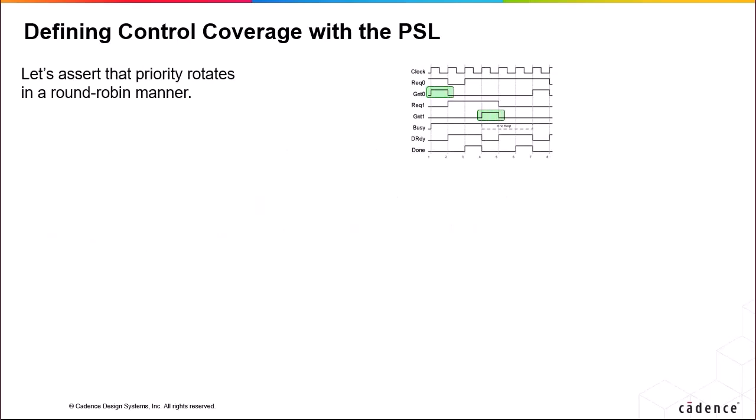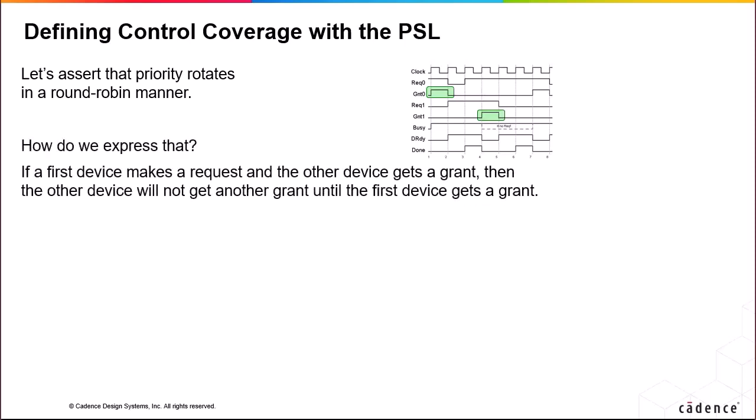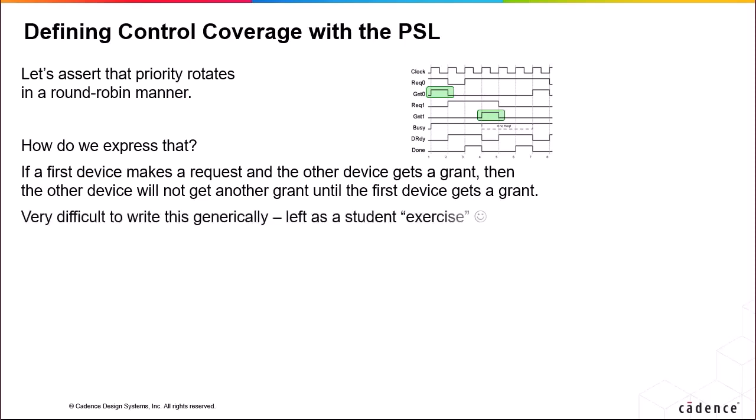Let's next assert the property that arbiter priority rotates in a round-robin manner. How would we express that? We can express that as, if any given device makes a request, then all other devices get at most one grant each before the given device gets its own grant. To write this property generically is interestingly difficult and not practical here, where no grant vector exists. However, it can be done.